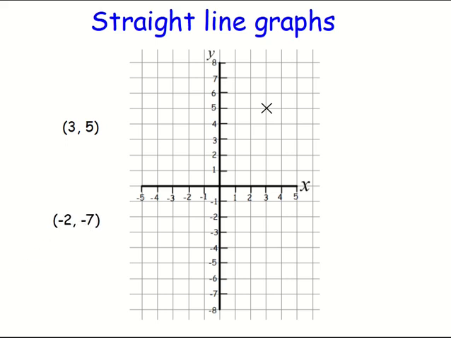There's no negatives in front of them, no minus signs in front of them. What about the coordinate -2, -7? Well, if we start here and we go along the corridor to -2 and then we go up or down the stairs, in this case down the stairs to -7. And that is where we get a coordinate.